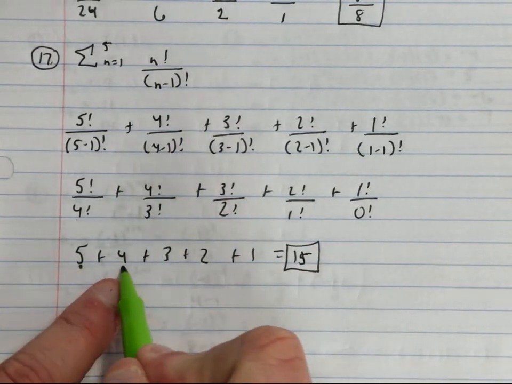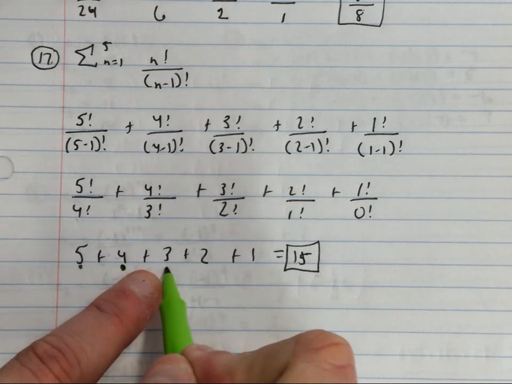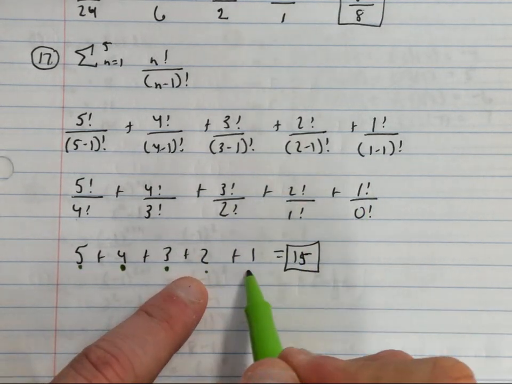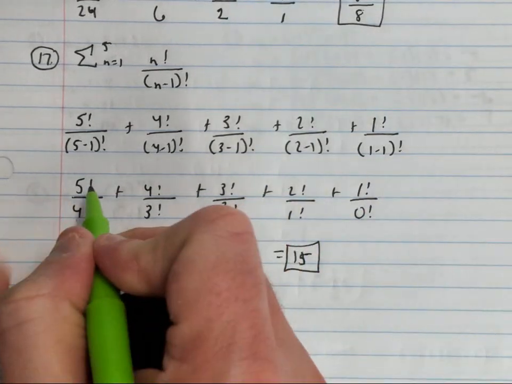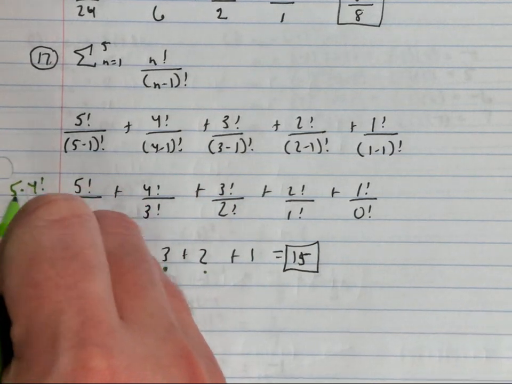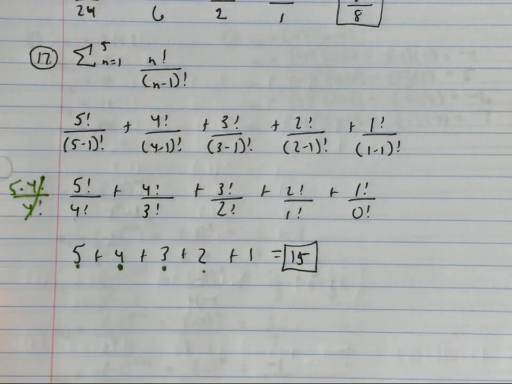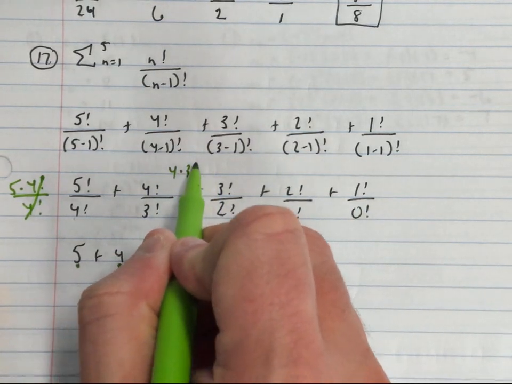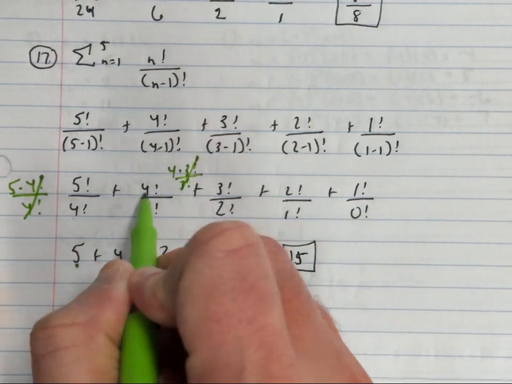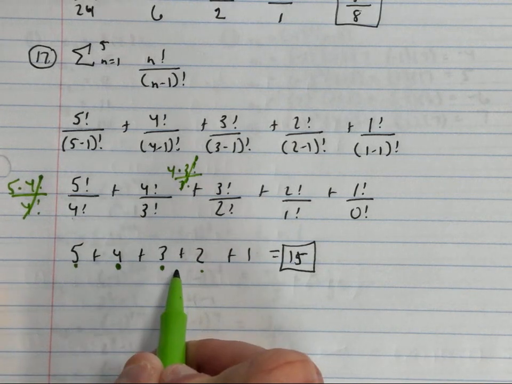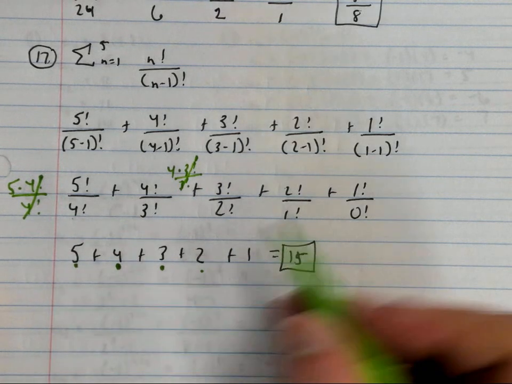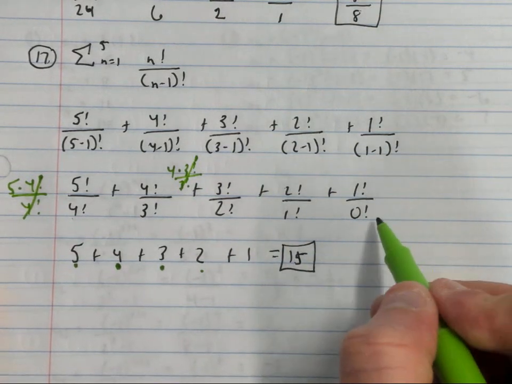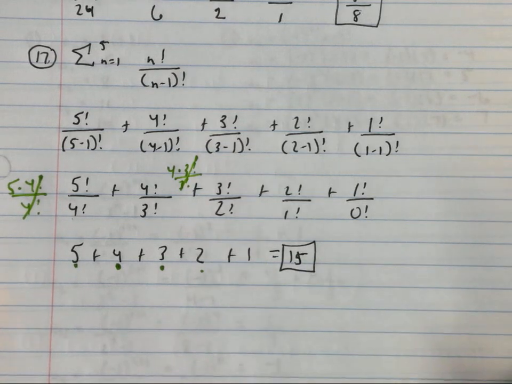5 plus what? Plus what? Plus what? Plus what? 1. Because right here, if I got 5 times 4 factorial, that cancels out and leaves you with just 5. And here you got 4 times 3 factorial. That cancels out, just leaves you 4. That's how I got these simple numbers here. Does that make sense? This is weird. 1 factorial is 1. 0 factorial is 1. 1 divided by 1 is just 1. That's the only weird part of that.